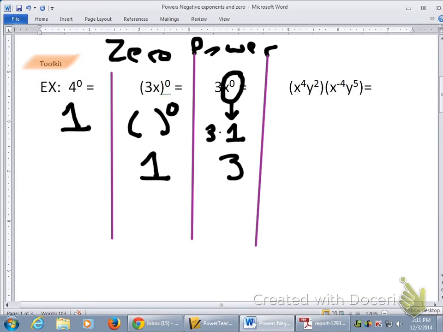Alright, on this last example, we've got a multiplication problem. Anytime that we're multiplying with powers, we try to find powers that have the same base, and then we add the exponents. So that's based off of our power rule.